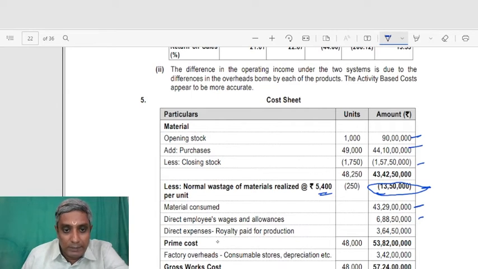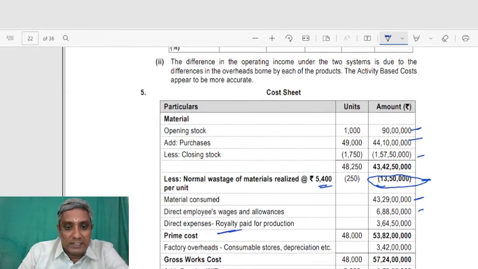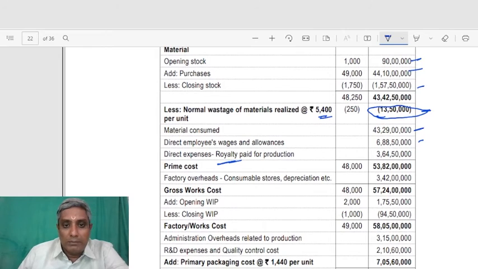Then direct employees' wages and royalty. As I said, royalty is a direct expense. Now, factory overheads and consumable stores, prime cost. After this, factory overhead, depreciation on plant, everything is added. Gross works cost. Then you adjust your opening and closing WIP. All this data is directly given, so there is not much calculation. Factory cost. Hope up to this is very clear because these are all routine problems, my dear students.